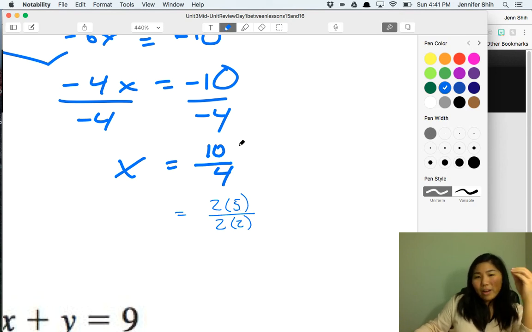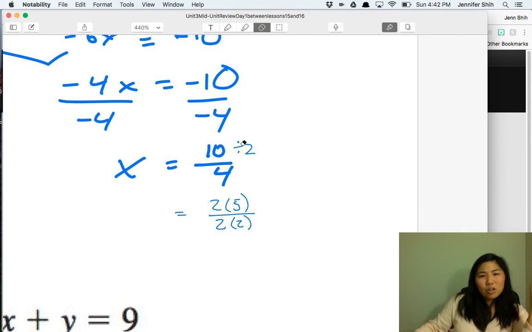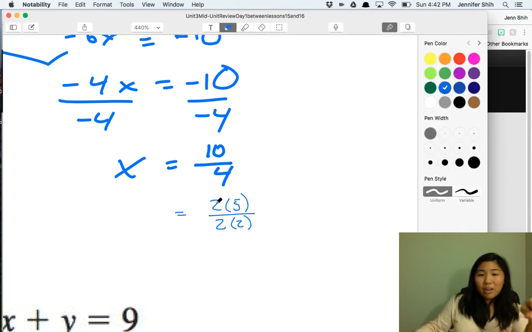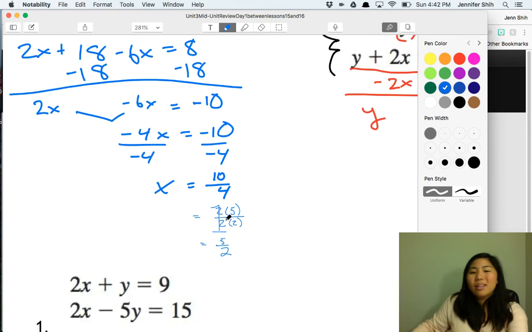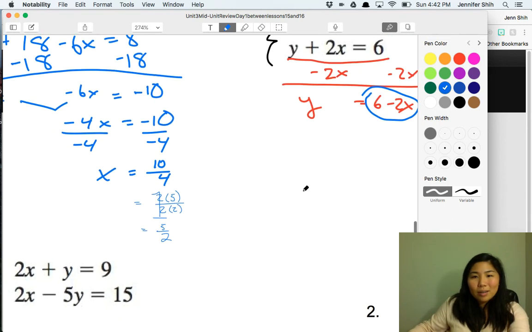I'm not really dividing by 2. I don't really like showing this that much because next year that's going to confuse you. But if I rewrite my factors multiplying to make another number, now you can see that we're canceling out 2 over 2, and you're left with 5 over 2. Okay, that's not so bad. One fraction, that's not a big deal.